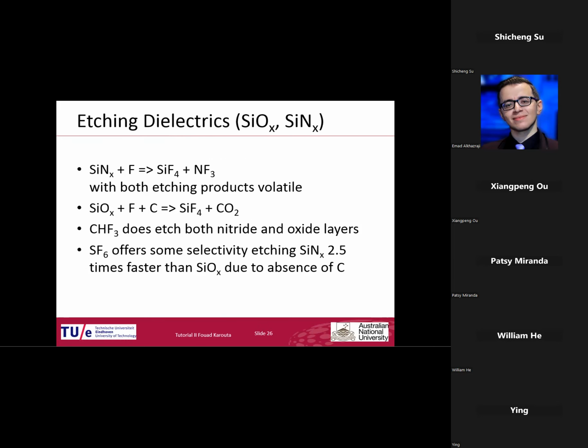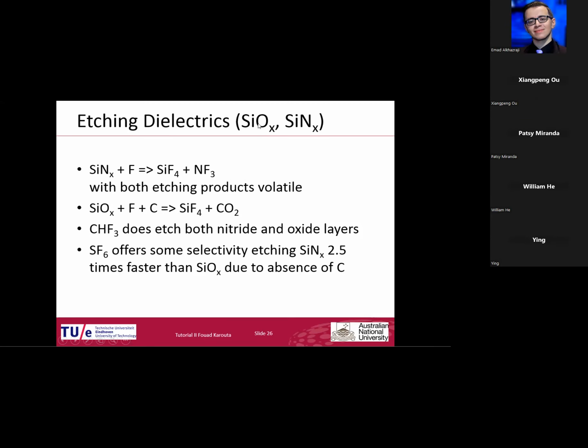So I finished this part with general aspects. We talked about lag effect, about loading, about micromasking, and how to choose the chemistry. Now I'm giving you a few slides about etching dielectric.